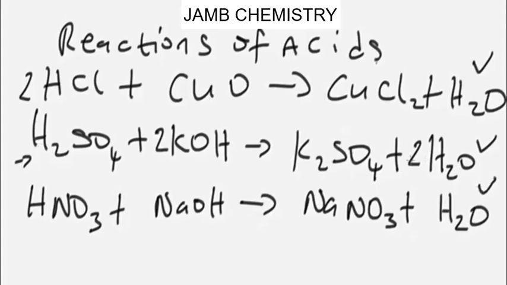These are examples of how acids can react with either metal oxides or metal hydroxides to form salts and water only. Okay, so take note of this, guys. Let's look at a couple of examples of how acids react with metal carbonates. So when acid reacts with metal carbonates, they are going to produce salts, water, and carbon dioxide respectively.